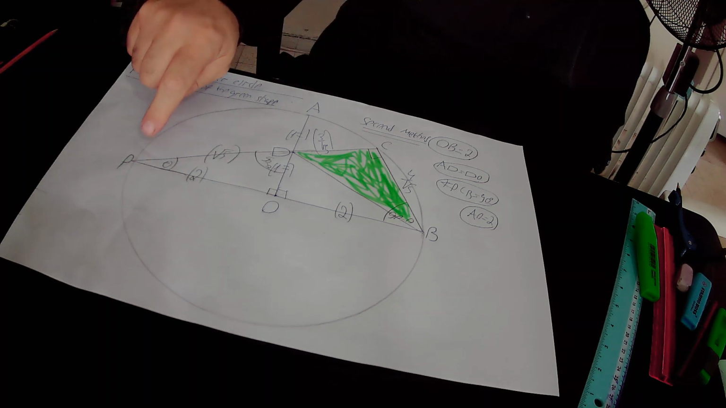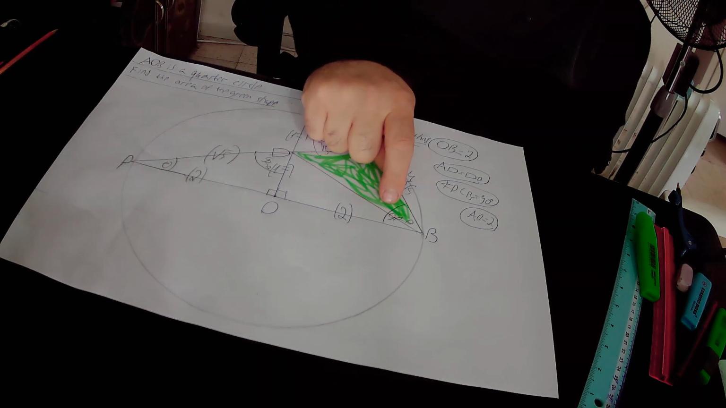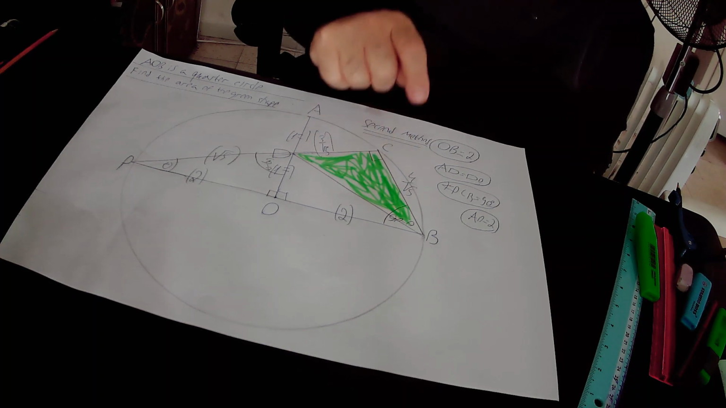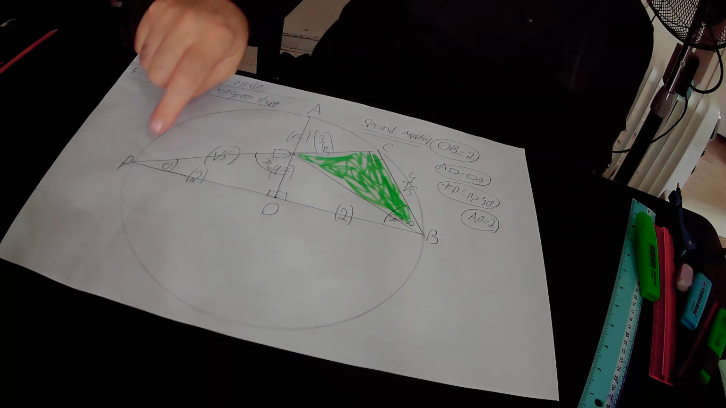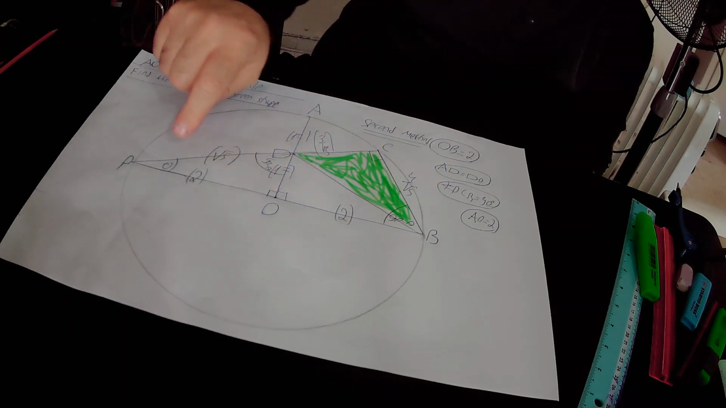Likewise, we focus on the big right triangle PCB, and in the big right triangle PCB, this angle equals theta. This angle equals 90 degrees, therefore the missing third angle here must be equal to 90 degrees minus theta. In the next step, we proved that the big right triangle PCB is similar to this small right triangle DOP.